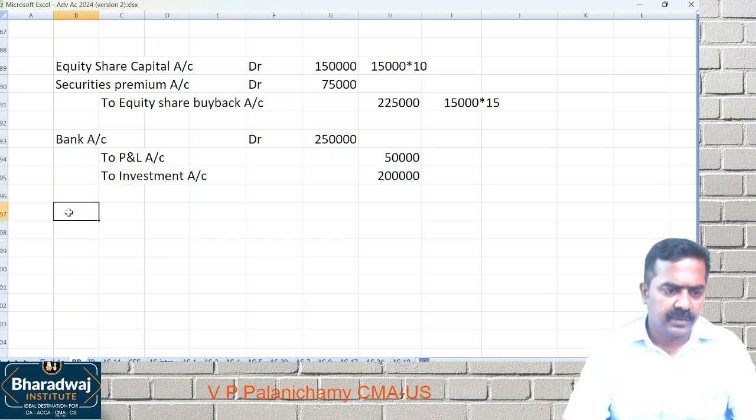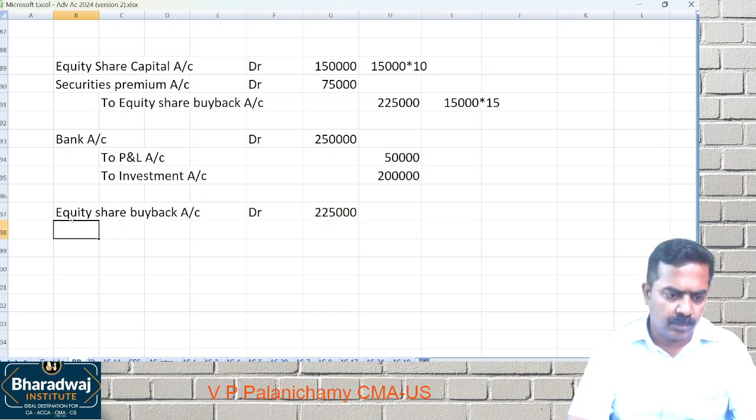Then equity share buyback account debit, to bank account.